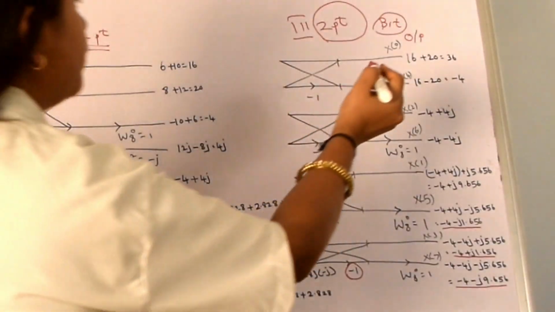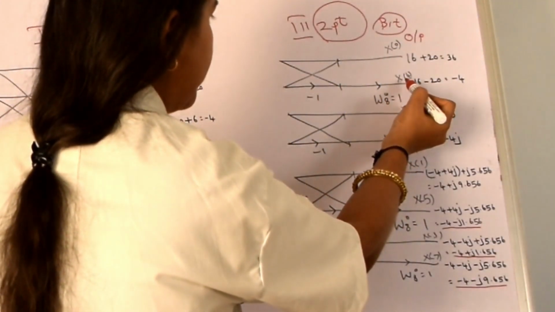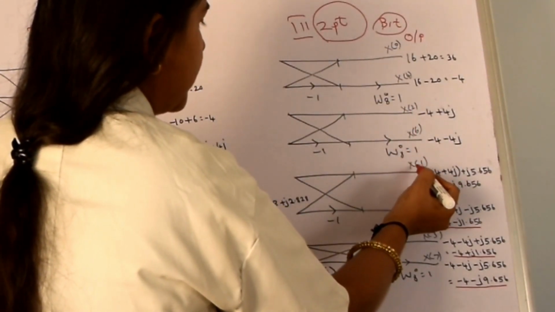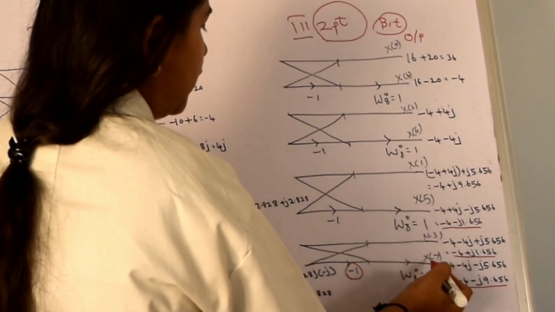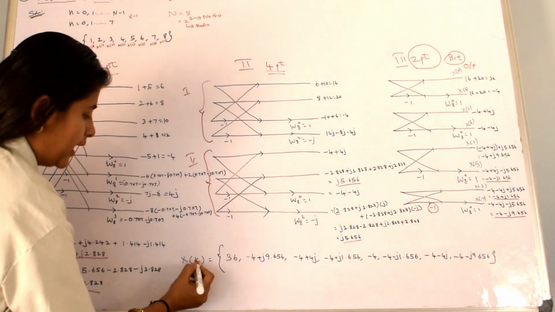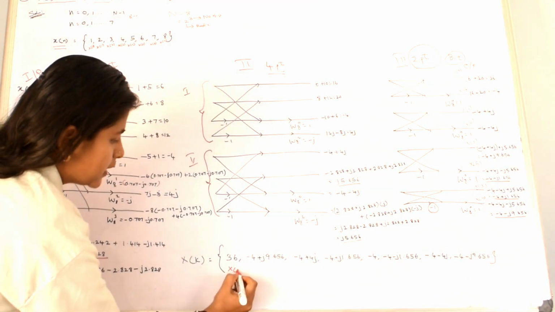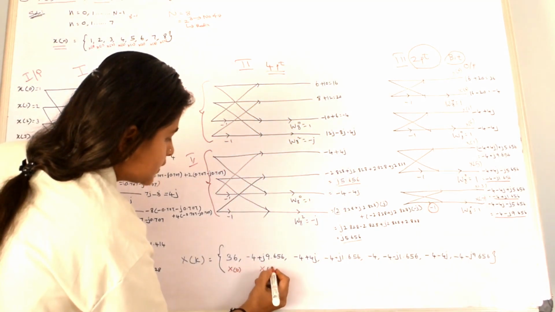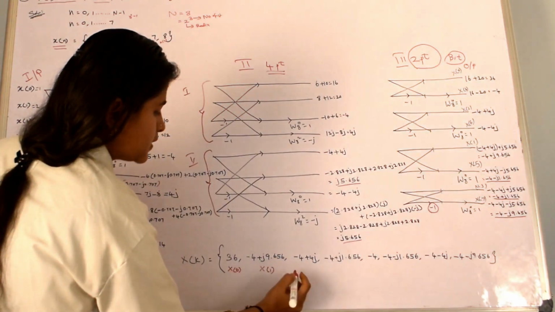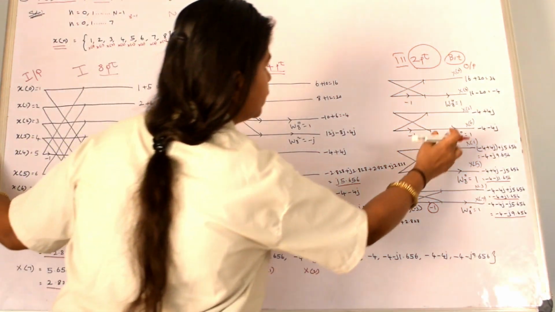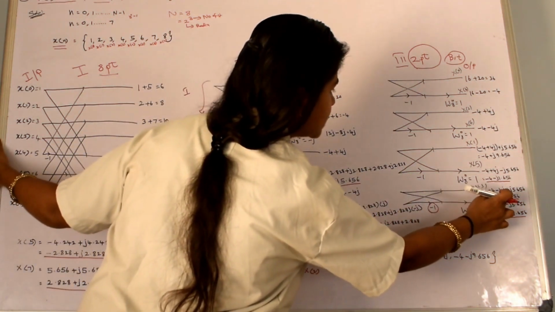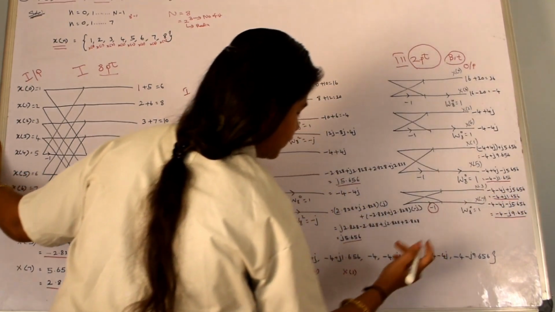So the first one will be x of 0, the second one will be x of 4, the third one is x of 2, and the next one is x of 6, x of 1, x of 5, x of 3, x of 7. So your final output x of k is equal to, this is x of 0, 36, and this is x of 1, you will have here -4 plus j 9.656. Next one is x of 2, you will have here -4 plus 4j. This is x of 3, your answer is -4 plus j 1.656.